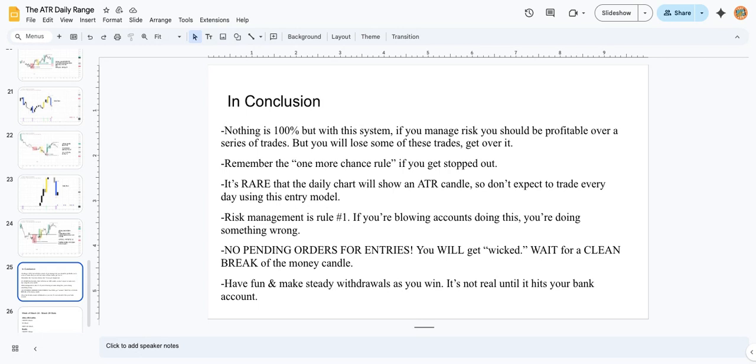Remember as well, no pending orders for your entries. Just because you see a money candle, don't try to save time and put a pending order there thinking it's going to break and keep going. You will get what I call wicked. All right. So when you get wicked, that means you have a money candle, price goes below your money candle to take your order, and then it keeps right on going and puts you in immediate drawdown, and it keeps right on going in the same direction. It was not the higher low of the day, and you're going to get stopped out and lose money. Okay. Pending orders: wait for a break of the money candle.